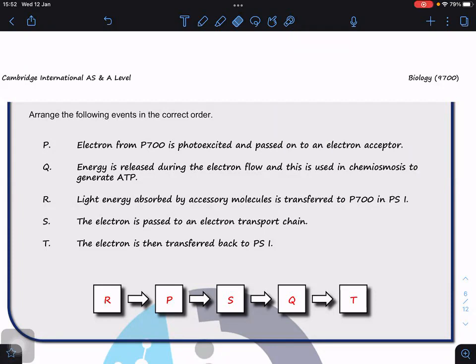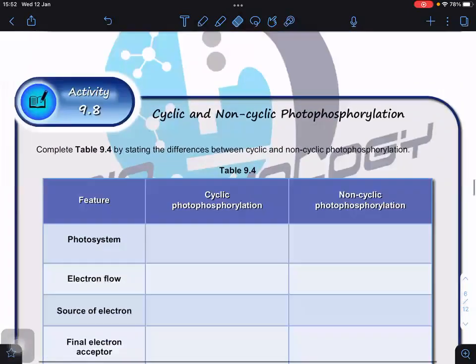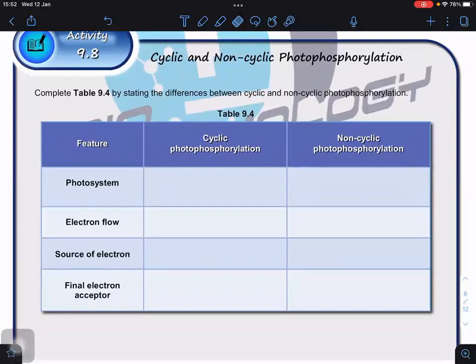Are you clear? The word photophosphorylation is the formation of ATP, like for example oxidative phosphorylation and substrate-level phosphorylation. This one is photophosphorylation; it happens during photosynthesis. So let's compare between cyclic and non-cyclic photophosphorylation. In terms of photosystems, what is involved in cyclic? Only PS1. Non-cyclic, both PS1 and PS2. Electron flow: from the name, cyclic is cyclic, but non-cyclic is non-cyclic.